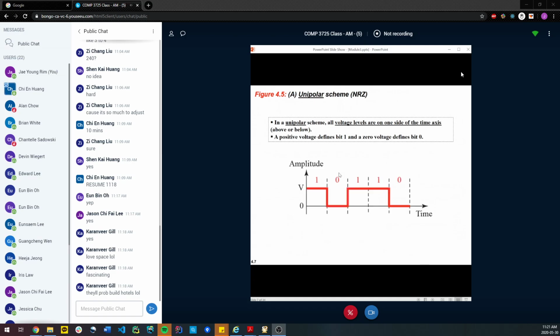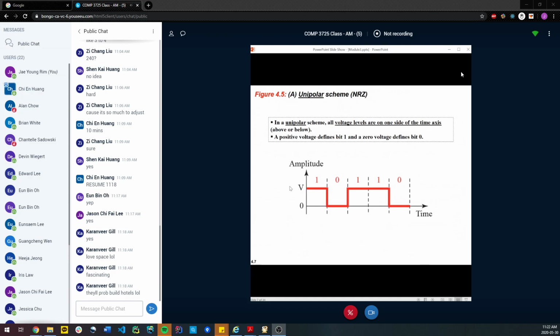An example of which is something you've seen before: plus 5 volts for logical 1, 0 volts for logical 0. So 1, 0, 1, 1, 0 is represented by high, low, high, high, low. The important thing to note about this unipolar scheme, which is the simplest, is that it doesn't have to be plus V and 0. It could also be minus V and 0, which means I could flip this across the x-axis. That's also valid. But what unipolar means is that there's only one pole, because there's only a positive voltage.